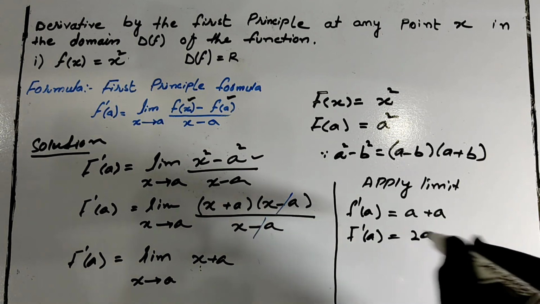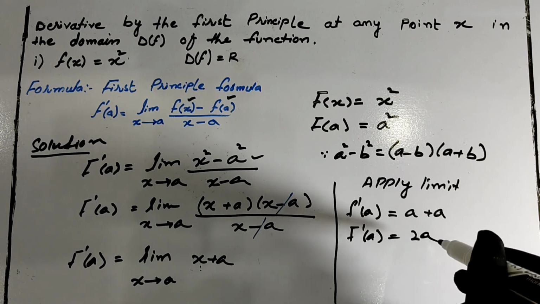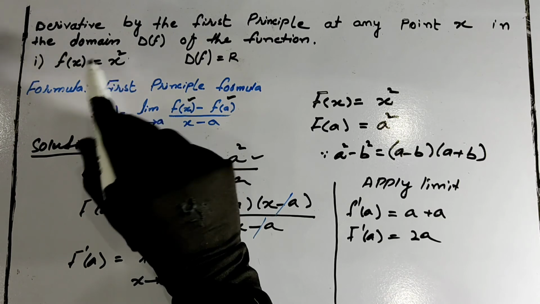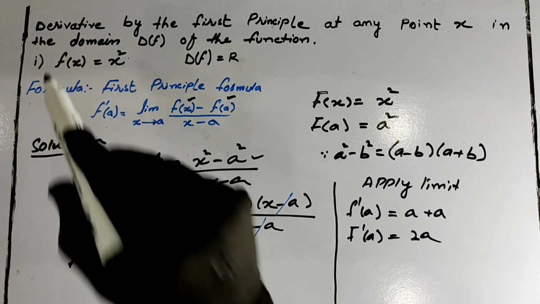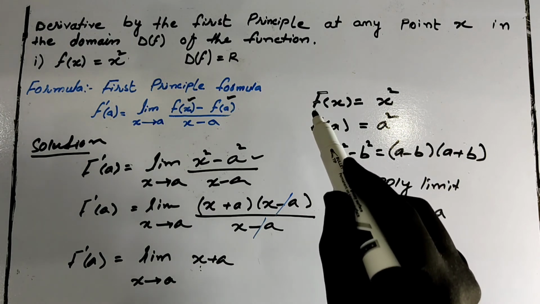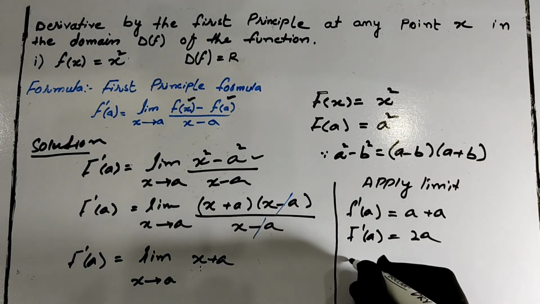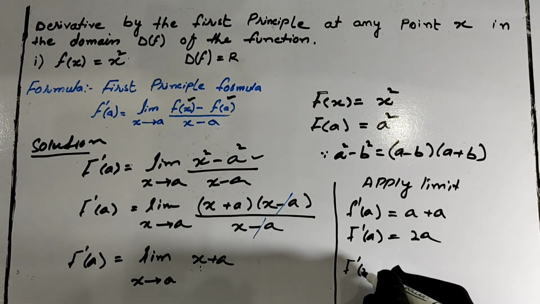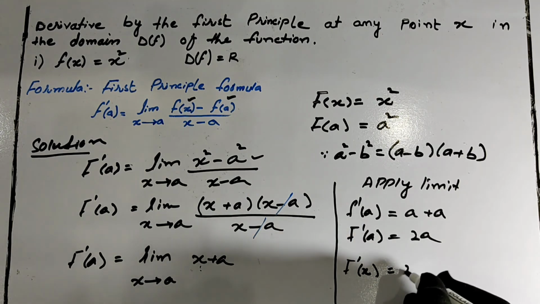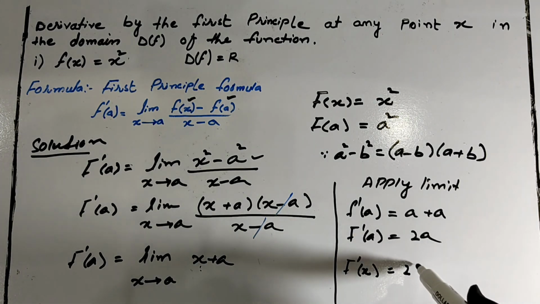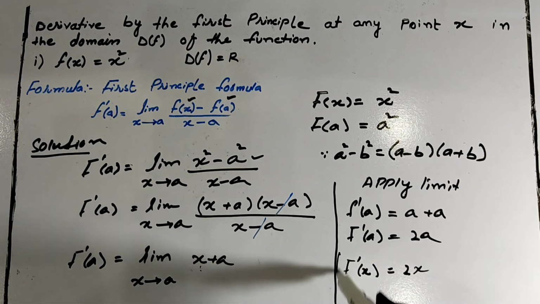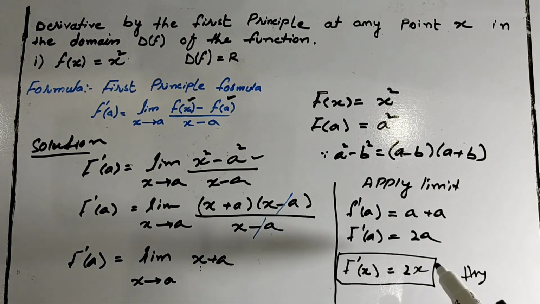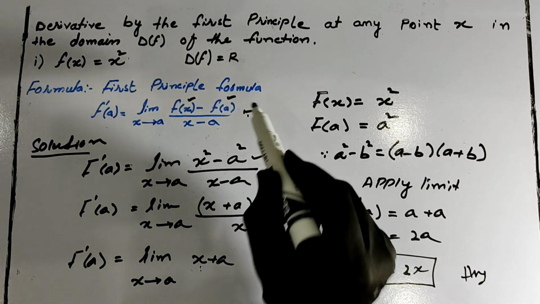Okay, this is not the final answer, because we know very well that our question is given to us in the form of f of x function, because we are doing differentiation with respect to x. So that's why a will be replaced by x. F prime x is equal to 2x, here a will be replaced by x. This is our final answer, which has been found by the first principle formula.